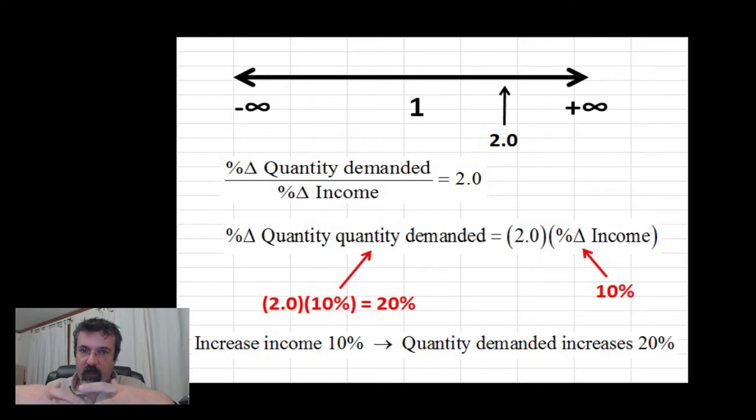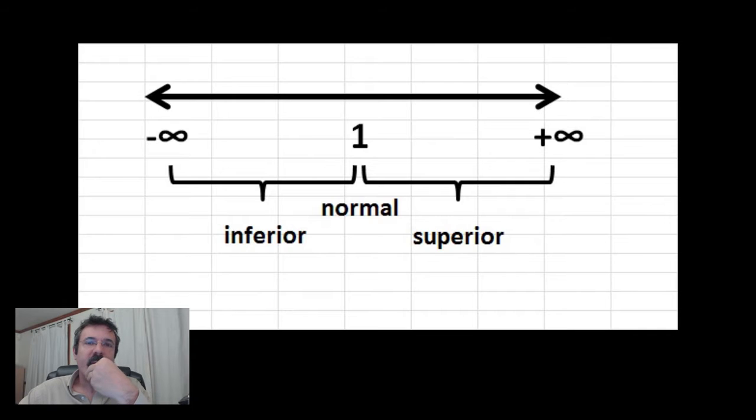This is indicative of a superior product. Your income has risen by a certain amount and your consumption rises by even more. This is a product that is very sensitive to your income changes. Now, back up for a moment and look at the 1.0.